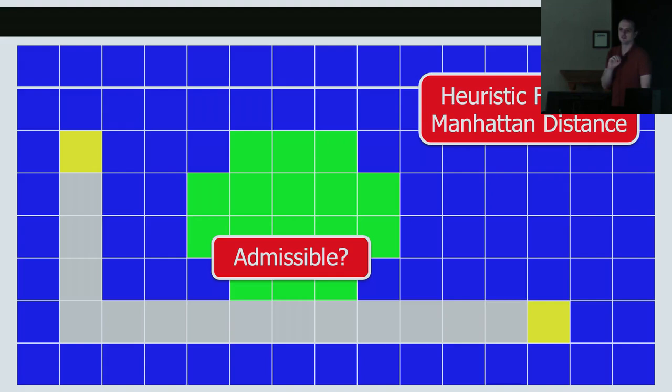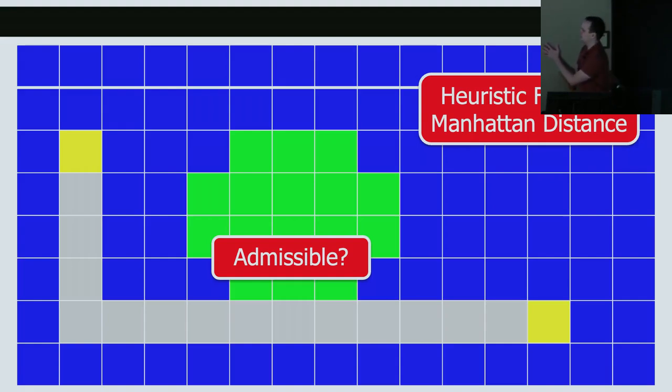Is anyone brave enough? Because it's kind of a trick question. There's another question you have to ask before you can answer this. Yep? Because if we can only move in 4 directions, it wouldn't be a shorter path. Okay, so you said the tricky thing, right?